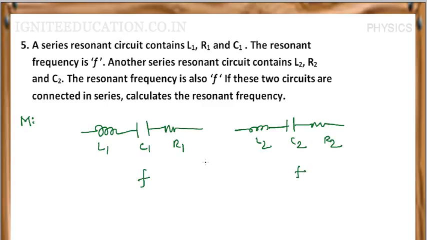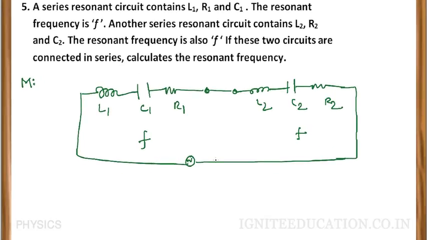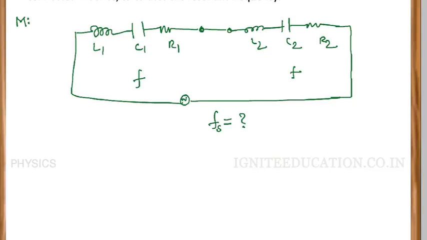So our motto is to find, if these two circuits are connected in series with an AC source, the final resonating frequency. Because it is for the series connection only that we are finding the frequency, I am naming it as Fs. So the final resonant frequency is what we need to find out. That is our motto. Now I am going to investigate.